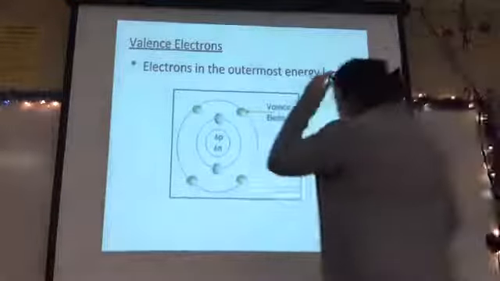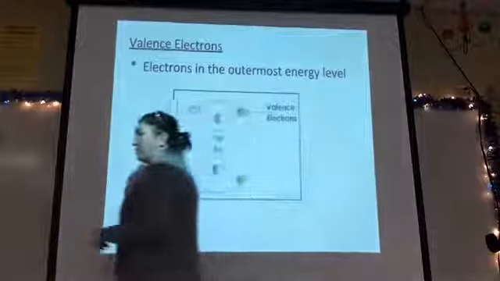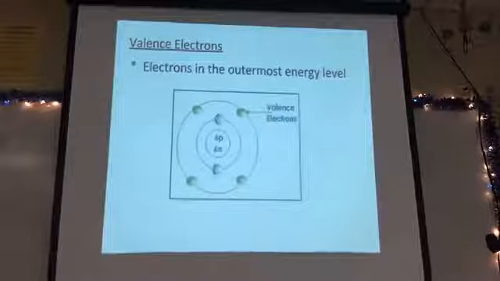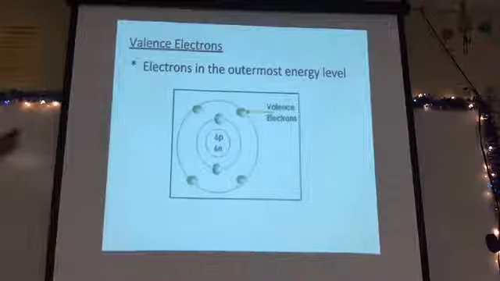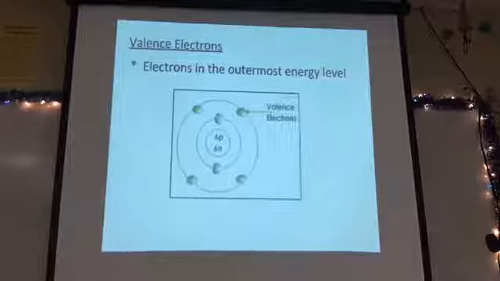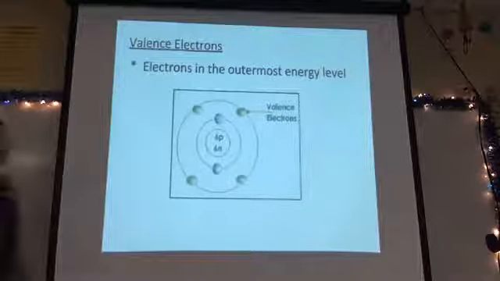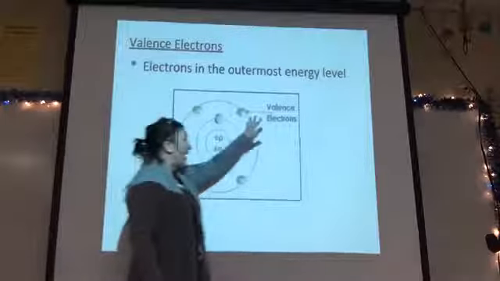Okay, so now let's talk about valence electrons. We've kind of mentioned valence electrons a few times. Valence electrons are those electrons in the outermost shell. That is what valence electrons are. They're the electrons in that outermost energy level or outermost shell.